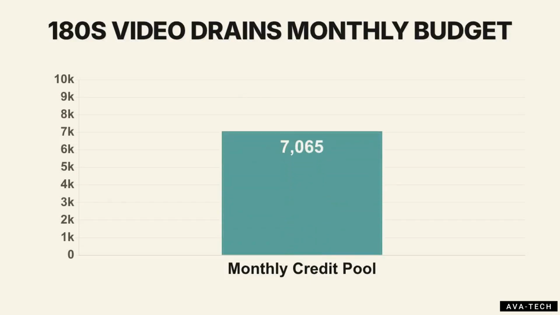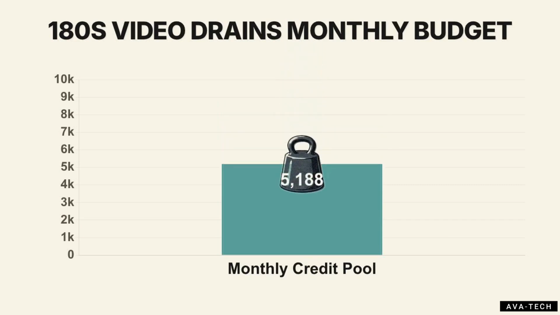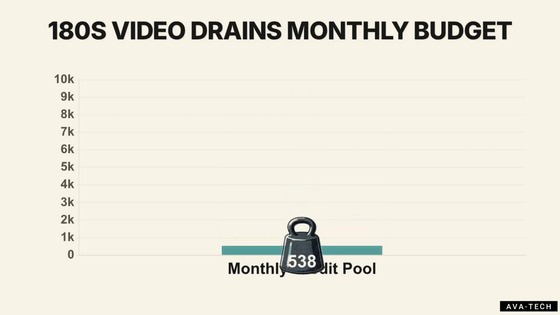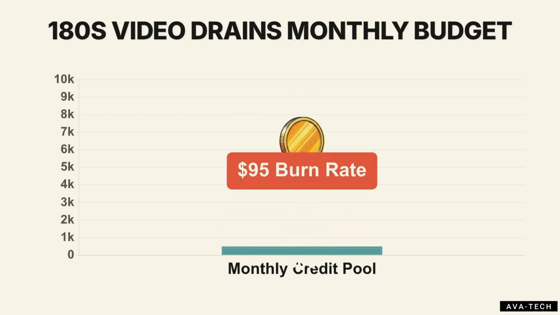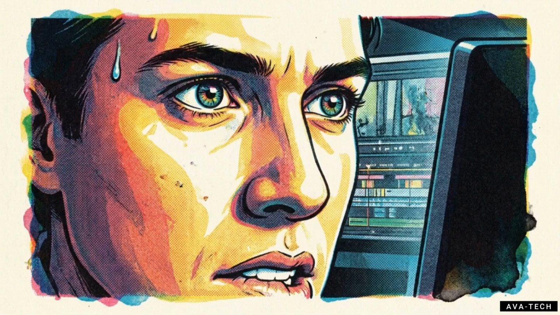Technically, it works. You can output a full 3-minute continuous scene, and the engine holds it together without hallucinating or breaking down the geometry. This bar chart shows your 8,600 monthly credit pool. Watch what happens when you max out that slider. A single 180-second run requires 8,100 credits. That translates directly to your wallet. A 3-minute video consumes your entire $95 monthly subscription in one click.